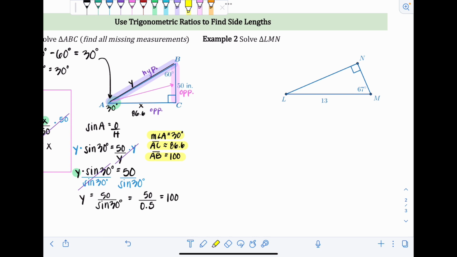We have a right triangle, it has a 90-degree angle and then a 67-degree angle. So if I wanted to find the measure of angle L, I know that these two are going to be complementary because we had that right angle in there. So if they're complementary, that means I can just take 90 and subtract 67, and that'll give me the measure of angle L, which is 23. So 23 degrees would be the measure of angle L. So we'll start my list there.